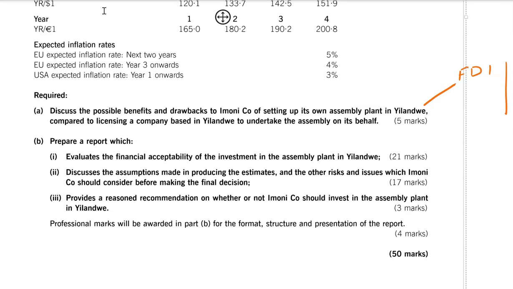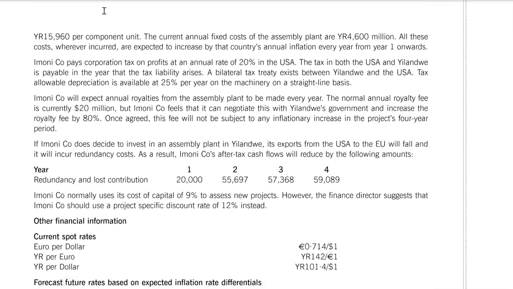And third, provide a reasoned recommendation on whether or not the company should invest in the assembly plant in Yilandwe. In the third part you have to make a conclusion on whether you are going to invest in that project or not. Professional marks will be awarded in part B for the format, for the structure, and for the presentation of the report. Now let's move to the text.